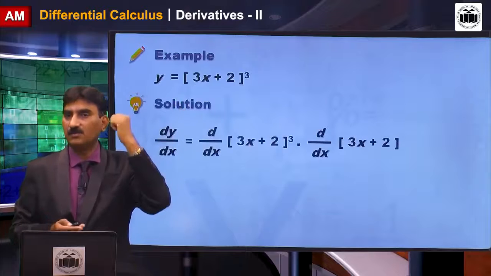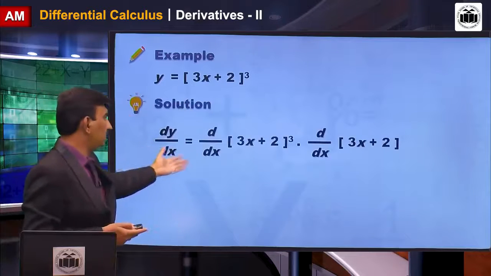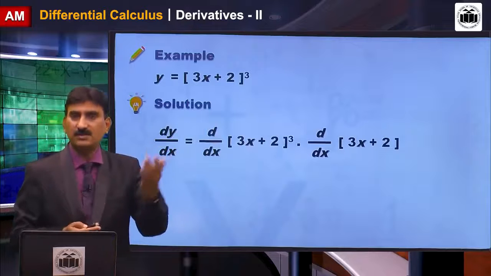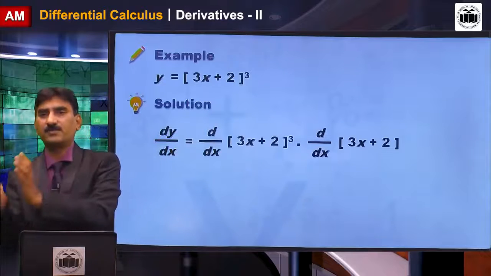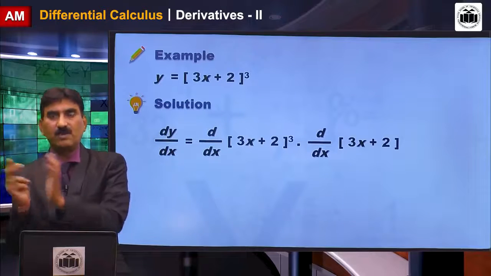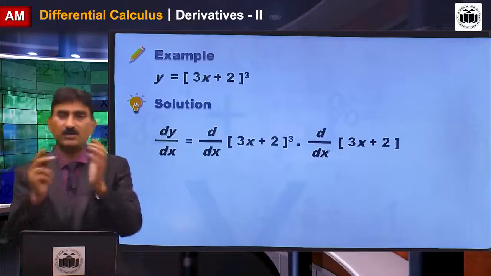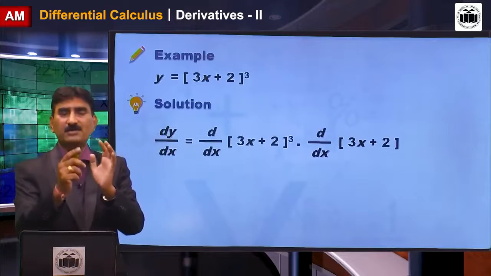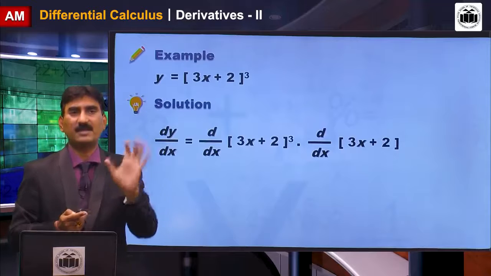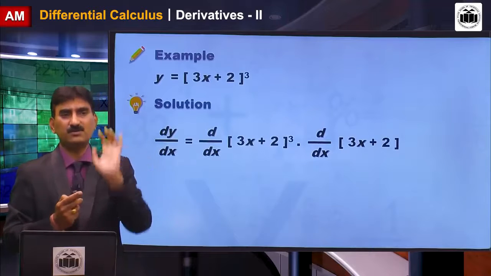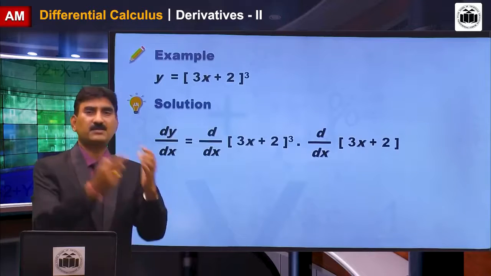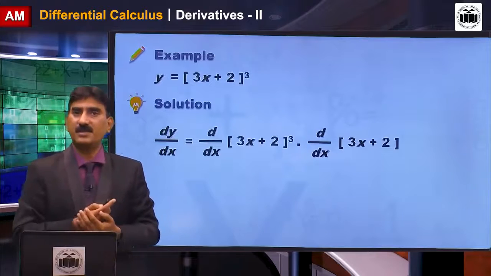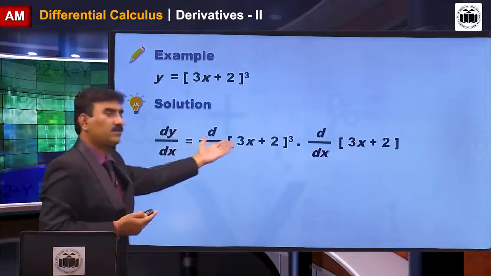So what is the derivative here? D by dx of 3x plus 2 raised to 3 and again derivative of 3x plus 2. Why we take again derivative of 3x plus 2? Because it is a composite function. In the previous case, suppose, imagine instead of 3x plus 2, suppose x is there. Then y equal to x cube. So we simply differentiate x raised to 3 minus 1. But instead of x, what is here? Here 3x plus 2 raised to 3.